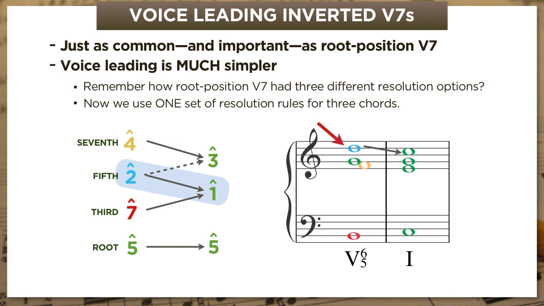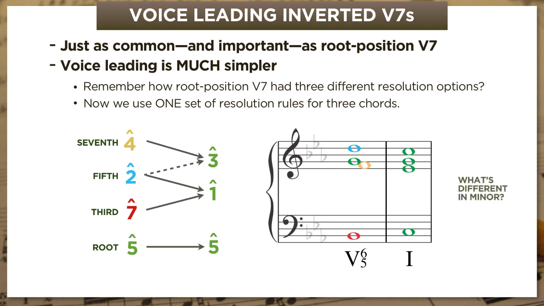Now, if you're wondering what would be different if we were in C minor rather than C major, the answer is almost nothing is different. The voices move exactly the same way. The only difference is that you have to remember to raise scale degree 7 so that your dominant has a proper leading tone. So here's the sound of this in C minor.